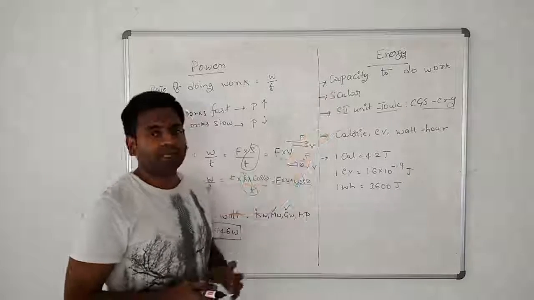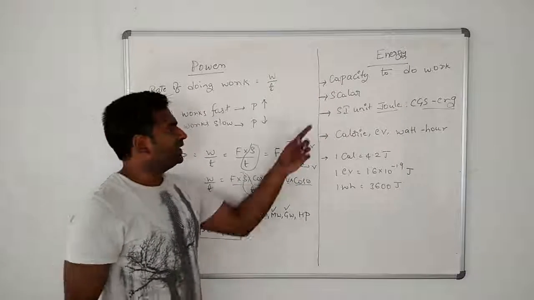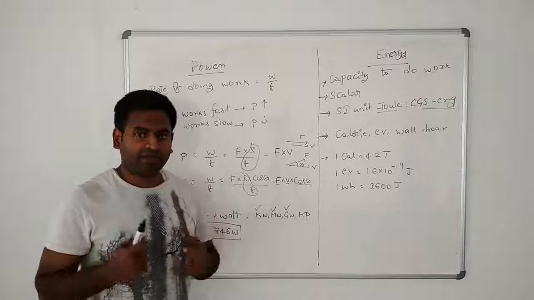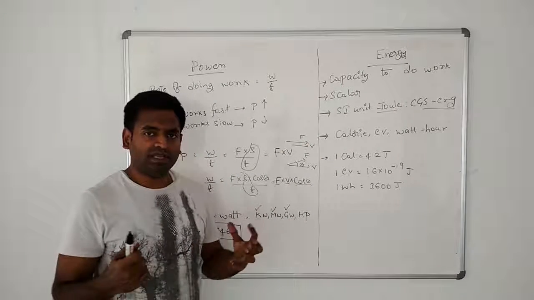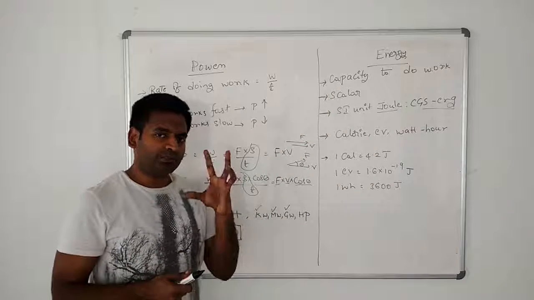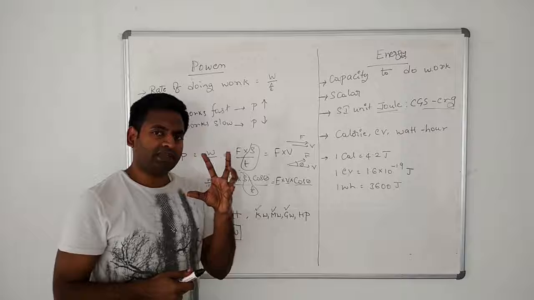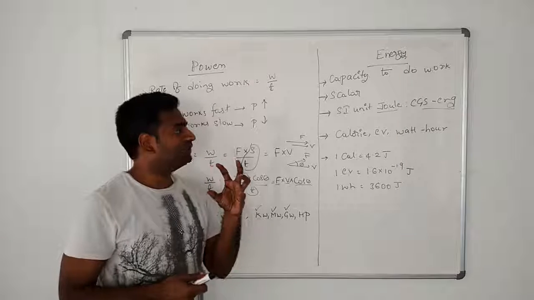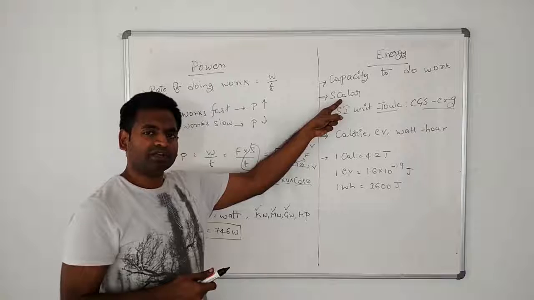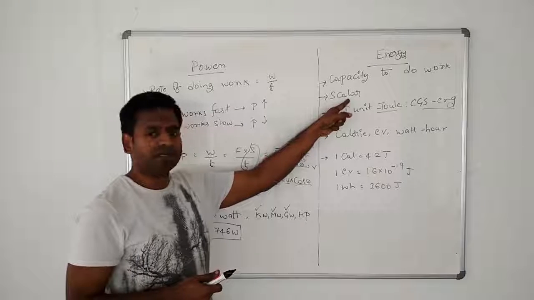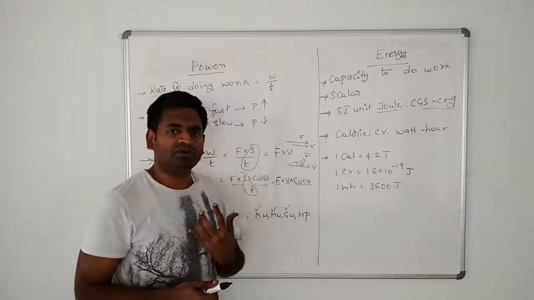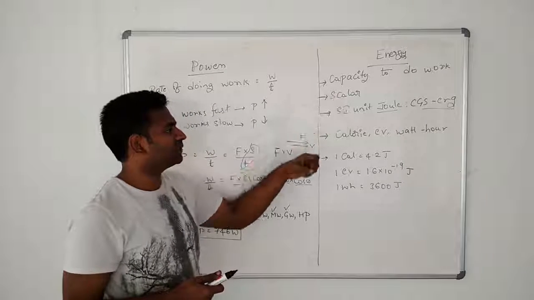Let's look at the concept of energy. What is energy? Energy is the capacity to do work. If I have the capacity to do work, then I say that this body has energy. So energy has to do only with the capacity. If a body has a capacity to do work, then we say that the body has energy. Is it a scalar quantity or a vector quantity? Of course, it is a scalar quantity. We cannot say energy in the north, energy in the south direction. No, we will never say that. So energy is a scalar quantity.